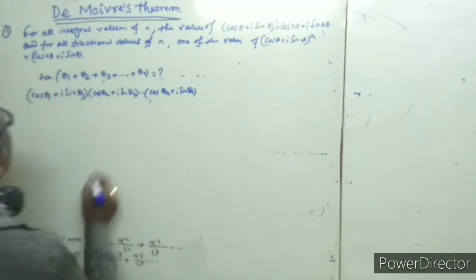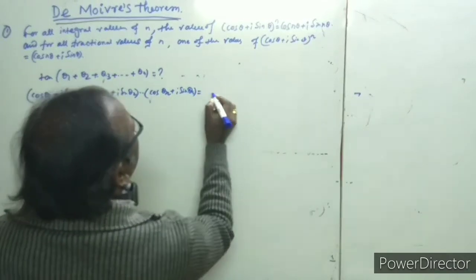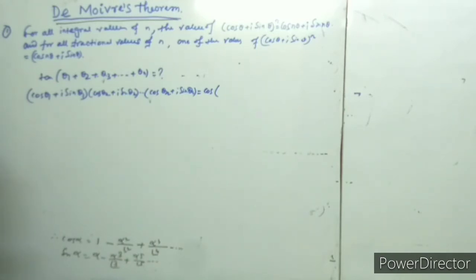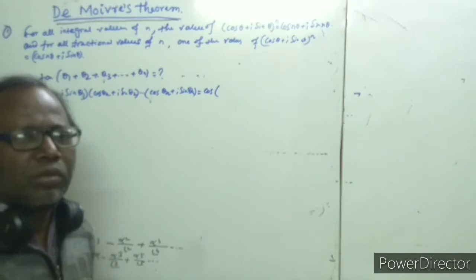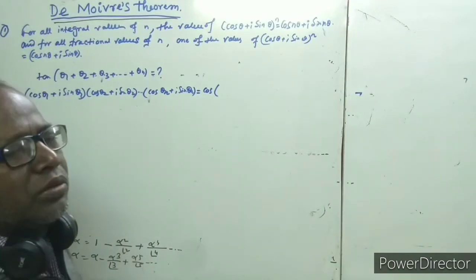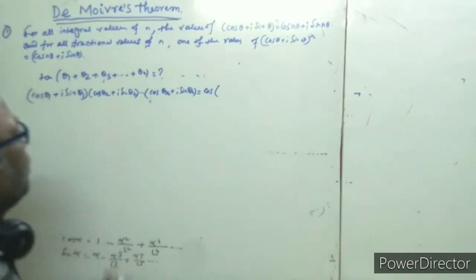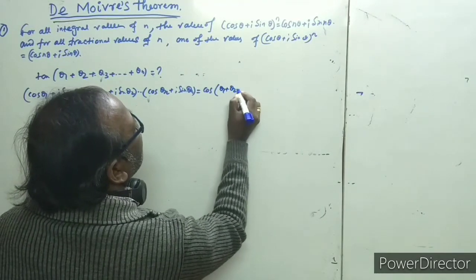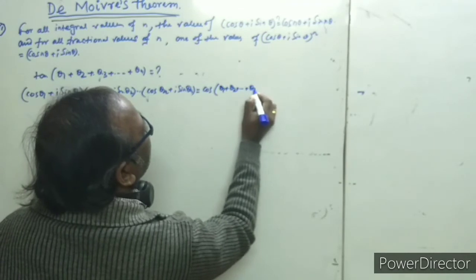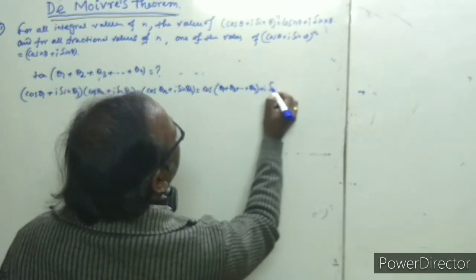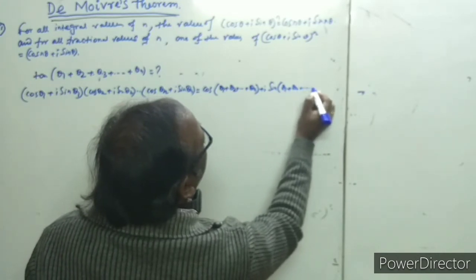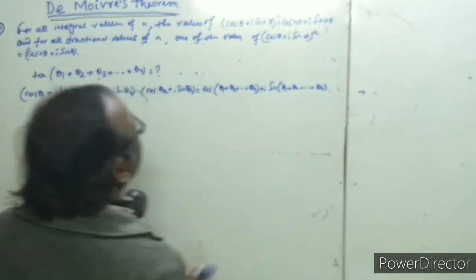And if we multiply this, then we got here, see, if we multiply these two factors, then we got cos of theta 1 plus theta 2 plus I into sin of theta 1 plus theta 2. Similarly, we can write as a sum of that, like theta 1, theta 2 dot dot, and this is theta n. Okay, I into sine of theta 1, theta 2 dot dot, theta n here.